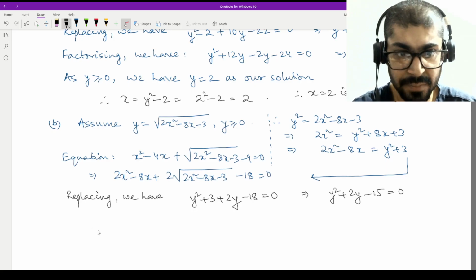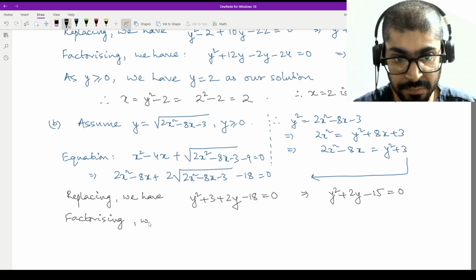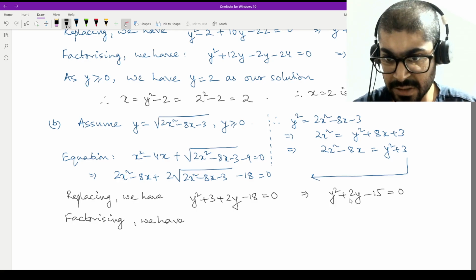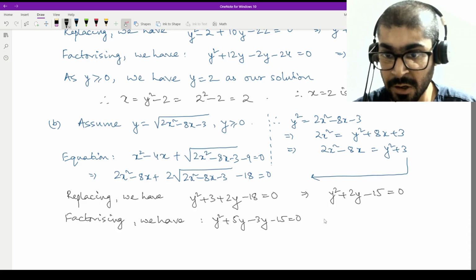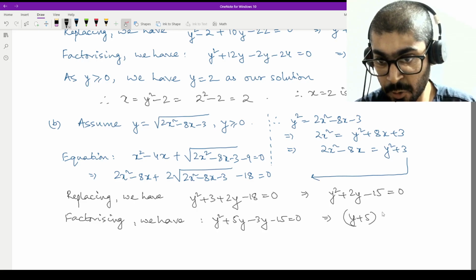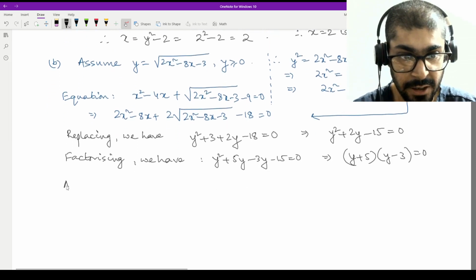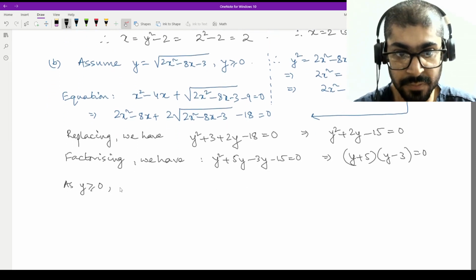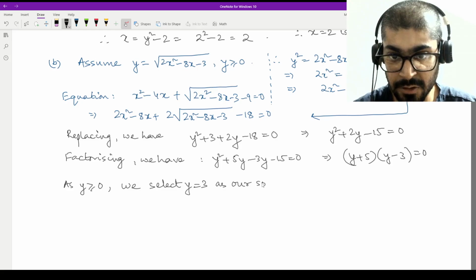Again, middle term. So factorizing, we have, this is 5 minus 3, right? So y square plus 5y minus 3y minus 15 equal to 0, which would imply y plus 5 into y minus 3 equal to 0. Again, since y is positive, as y is greater than or equal to 0, we select y equal to 3 as our solution.